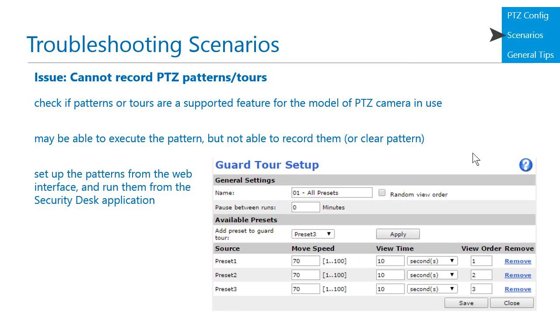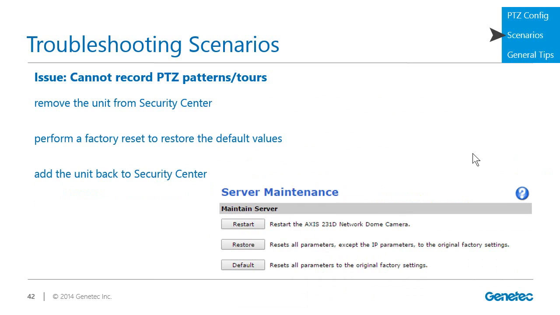In that case, just log into the unit's web interface and set up the pattern from there. You should still be able to select the pattern from the drop-down list in the security desk and run it using the widget controls. If this was a function that was working previously or is working on another unit that's the same model, try to remove the unit from Security Center, perform a factory reset on the unit, and add the unit again.